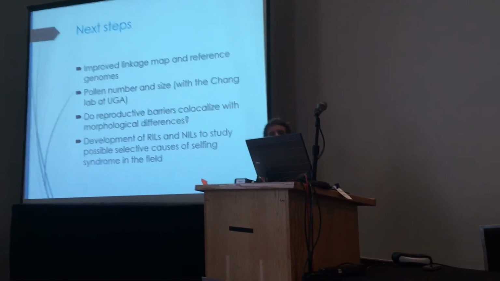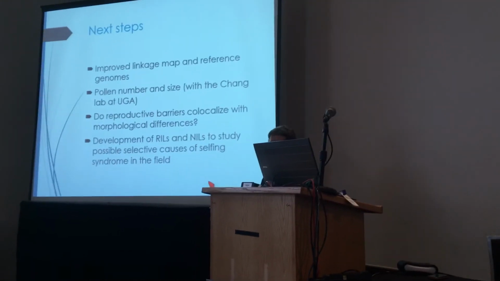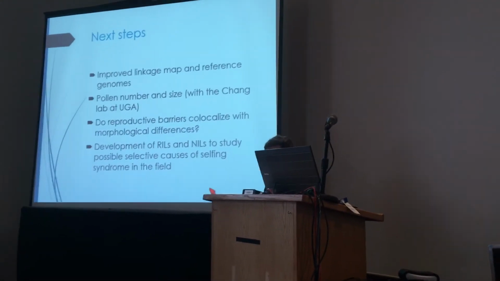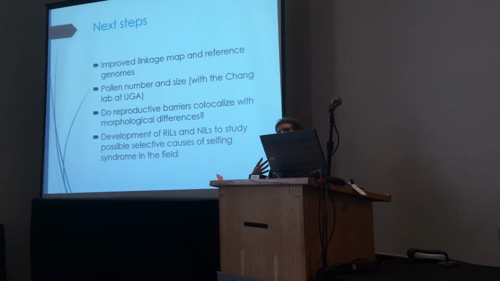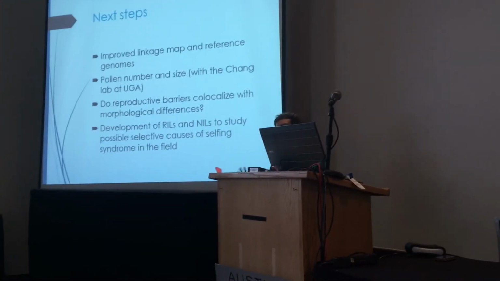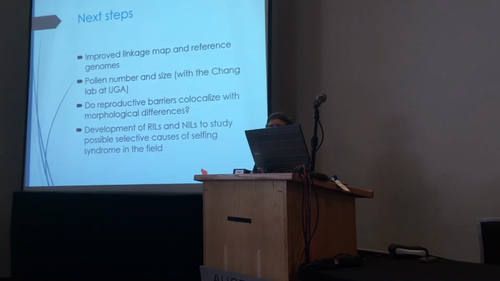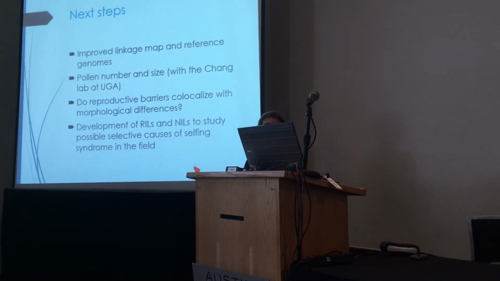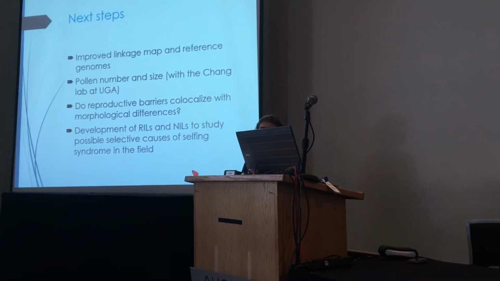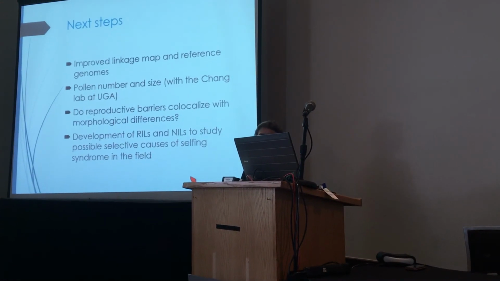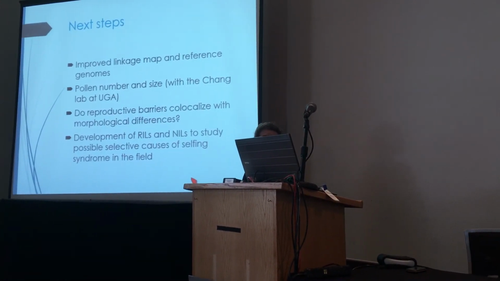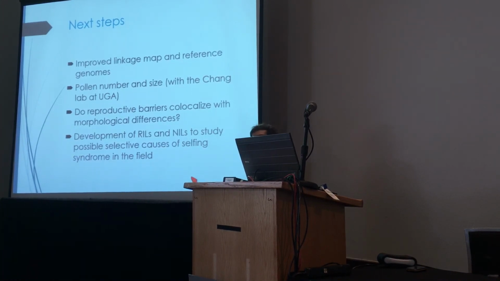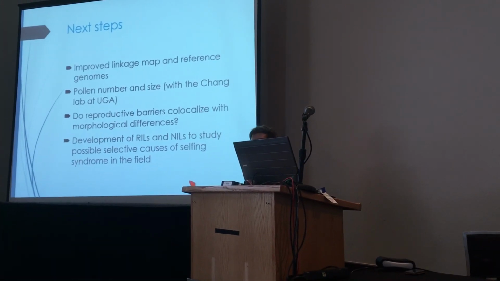We've also just finished phenotyping mapping populations for a reproductive barrier between the two species. So we're really curious both about the mechanism and the genetic basis of that barrier, and to know how that relates to the selfing syndrome changes. And because we have so many hybrids, I've been working on developing recombinant inbred lines and backcross lines so that we can look at possible selective explanations in the field.